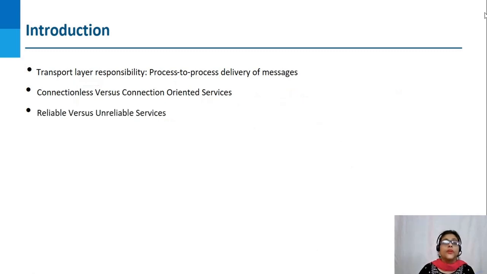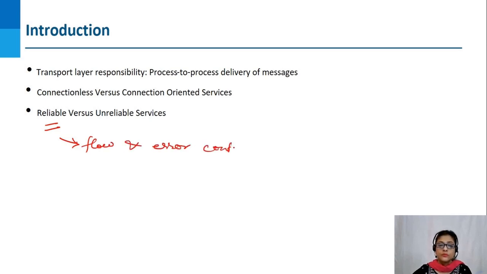Next, we look into reliable versus unreliable services. When we look into the reliable data transfer at the transport layer, we mean there should be proper flow and error control mechanisms. For unreliable services, we may not need this flow control and error control mechanisms. We will learn in details about the reliability and unreliability of services and connectionless and connection-oriented services.